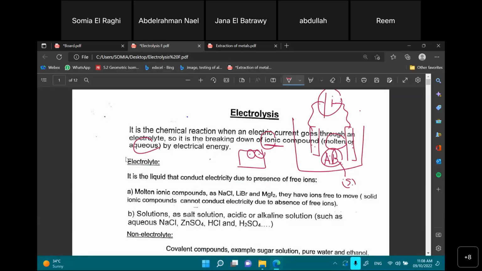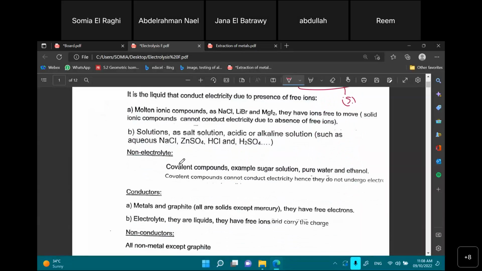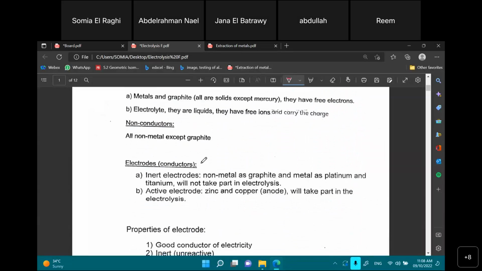Right? And then we talked about the properties here. Law A, about the properties of electrode. We talked about these two pieces. We place these two pieces in the container. What do you know about the properties of electrodes, Law A?